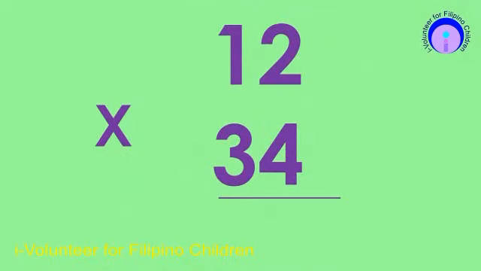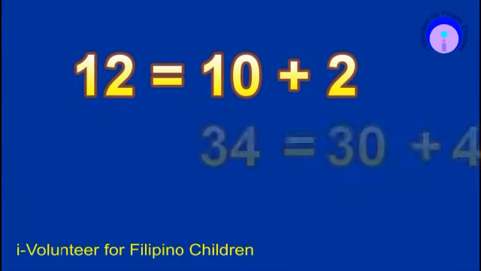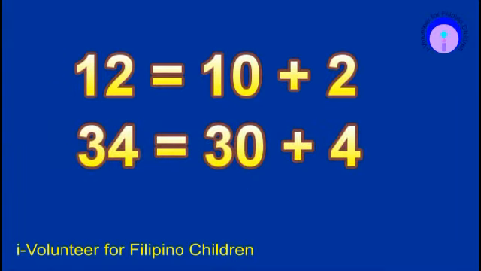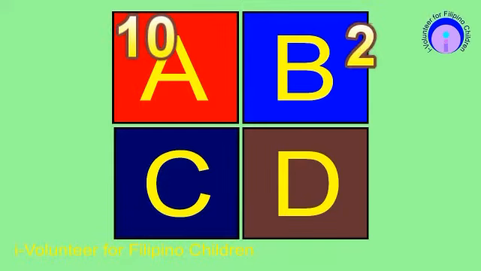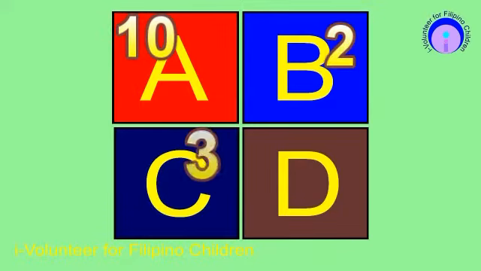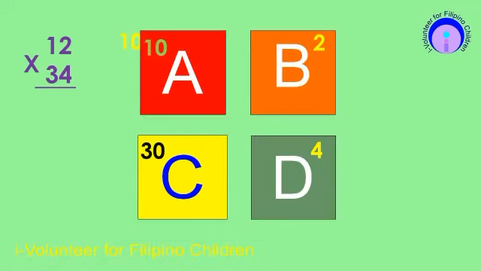We will multiply 12 by 34. The number on top is called the multiplicand, and the number below the multiplicand is the multiplier. Now, we are going to expand 12 as 10 plus 2, while the other one, 34, is expanded as 30 plus 4. Now, let's distribute the expanded form. A gets 10, B gets 2, C gets 30, and D gets 4. Now let's start solving.